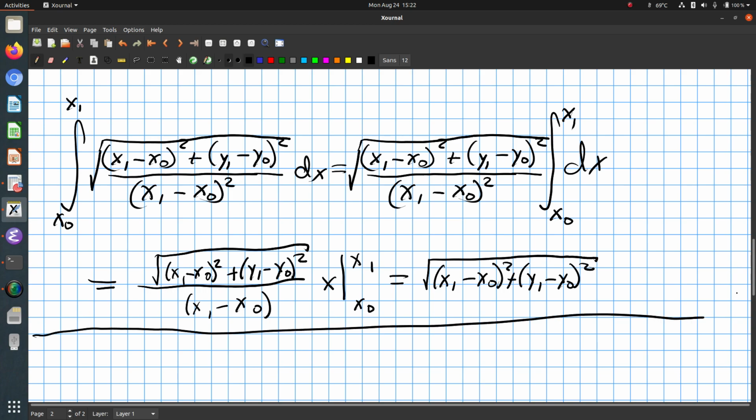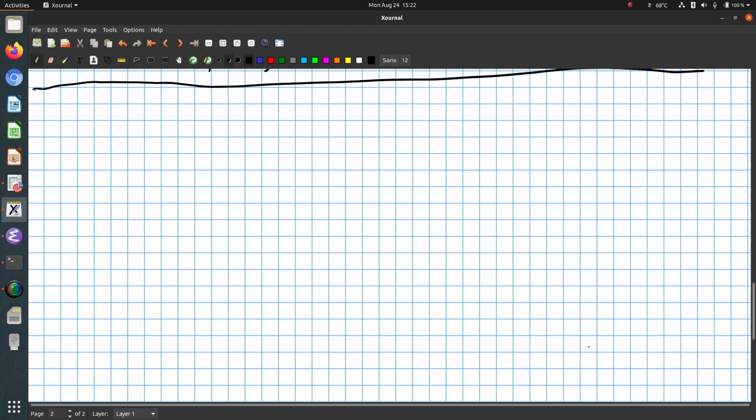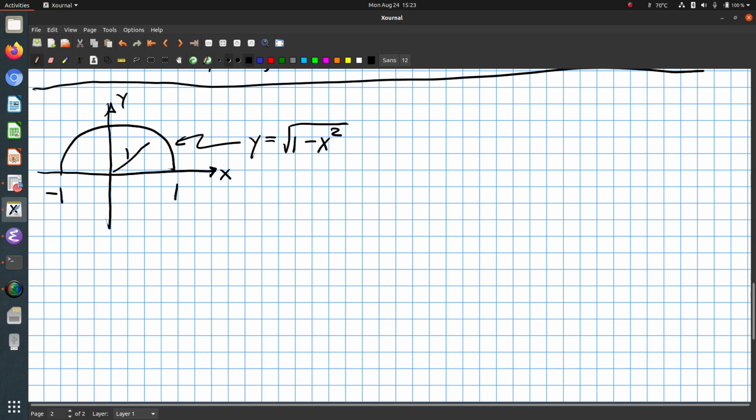Word of caution though, finding arc length, although it's fairly easy to write down the integral, can be rather difficult to evaluate the integral. So let me give you an example of an integral that is harder to evaluate and yet does the right thing. Let's find the length of this semicircular arc. Semicircle of radius 1. Looks like this.